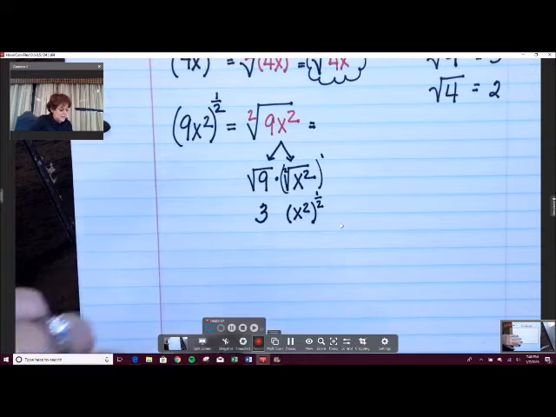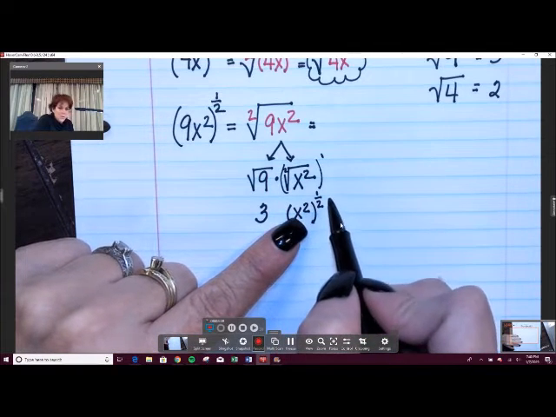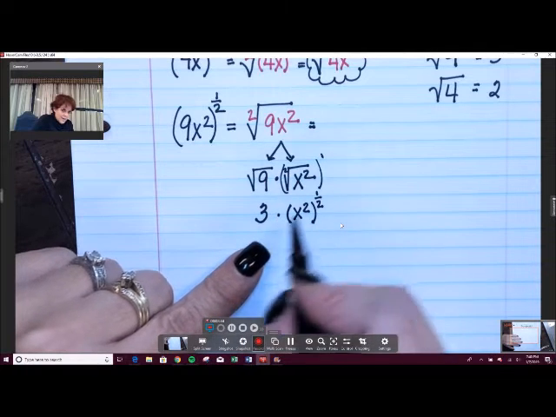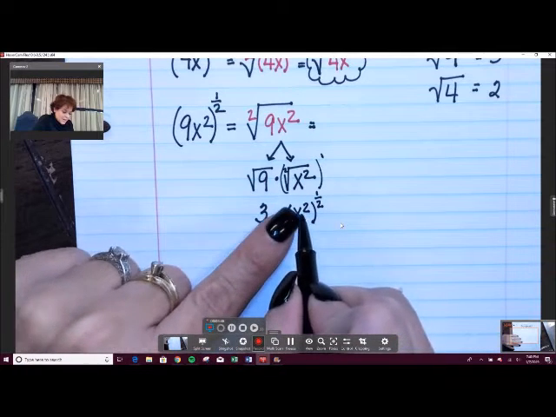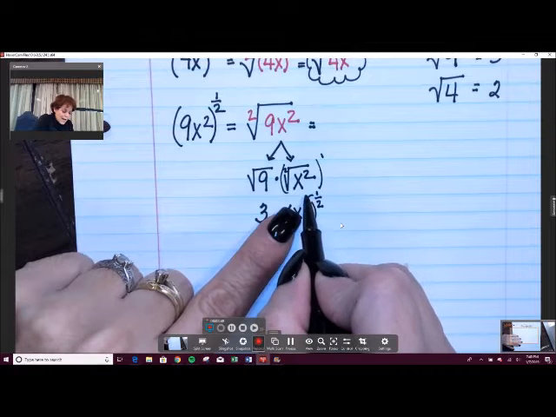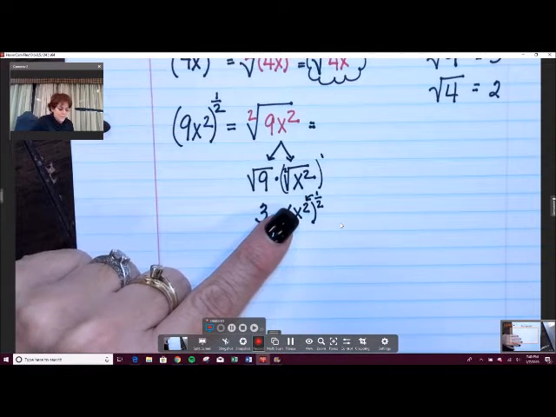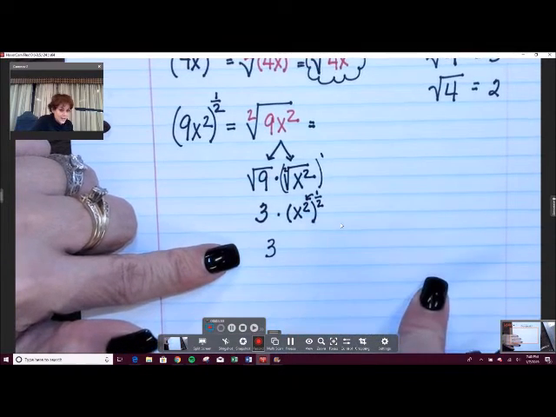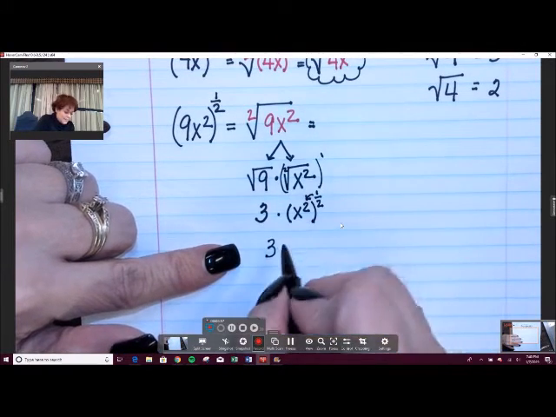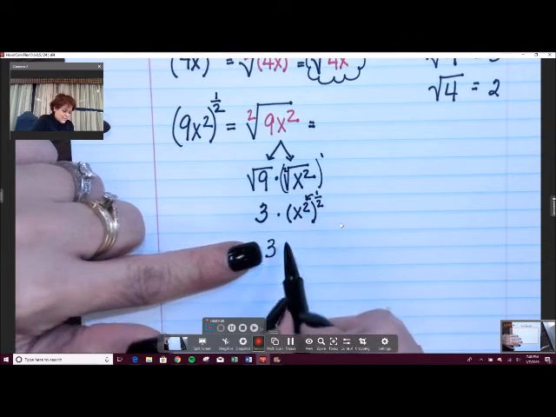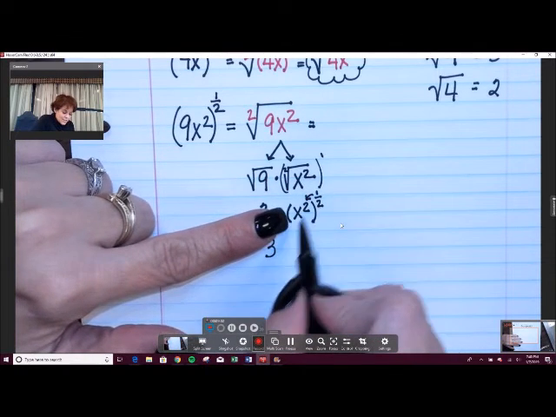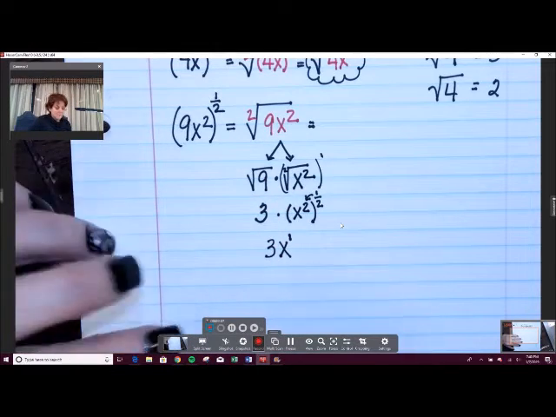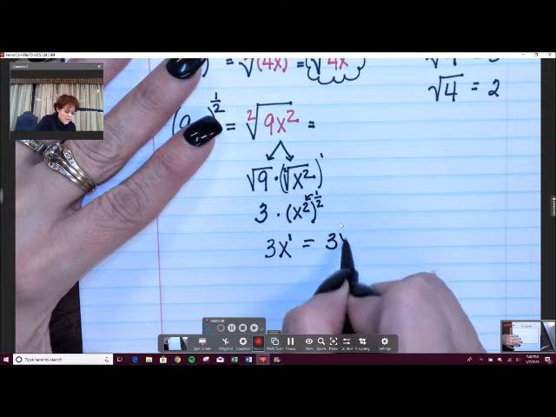Remember when you have a power to a power, what did we do? Yeah, we multiplied. So I've got 3. What is 1/2 times 2? If I had my calculator, I'd say 2 times 1 over 2 and hit enter. And you know what it's going to tell me? It's 1. So when you multiply this, you get x to the 1 power, or just x, which is 3x.